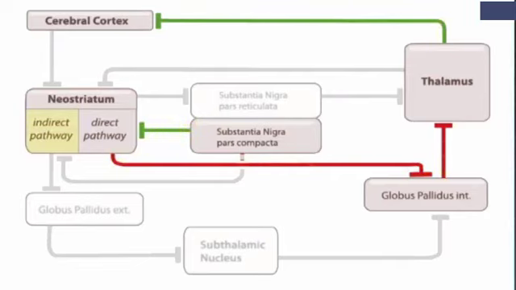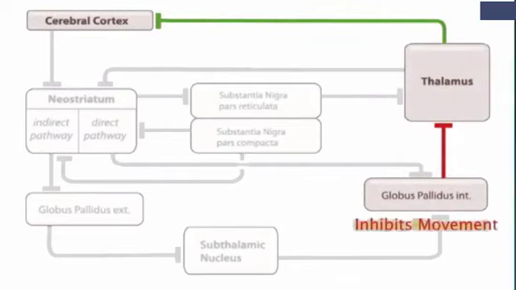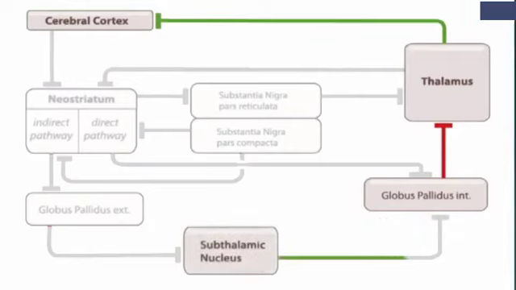There's also an indirect pathway from the neostriatum to the internal globus pallidus that goes through 2 other sites: the external globus pallidus and the subthalamic nucleus. Let's go through these, working backward from the internal globus pallidus. The thalamus still sends its excitatory signal to the cortex, and the internal globus pallidus sends its inhibitory signal to the thalamus, which inhibits the thalamus. Remember, the internal globus pallidus inhibits movement. The subthalamic nucleus sends an excitatory signal to the internal globus pallidus. This stimulates the internal globus pallidus and inhibits movement further.